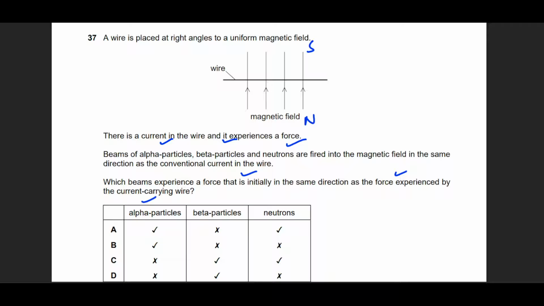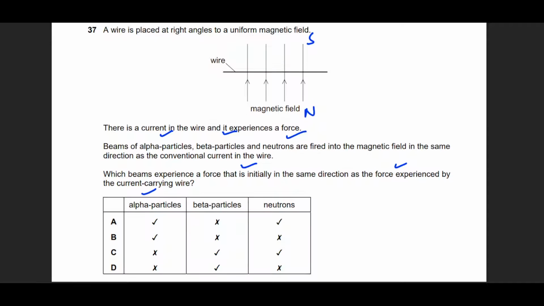So for this question, we have to assume both conditions at the same time. You see, neutrons have no charge on them, so neutrons are not going to experience any force. So it should be between B and D. Now let's make a choice between B and D.